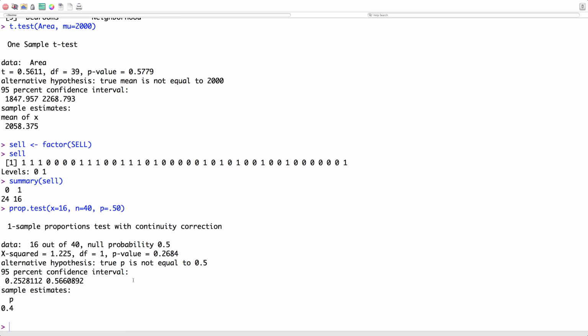So I run this, and I look at my p-value, and it's greater than 0.05, which says I cannot reject the claim that 50% of the houses in this area that are put up for sale actually do end up selling. Got a very small sample size here.